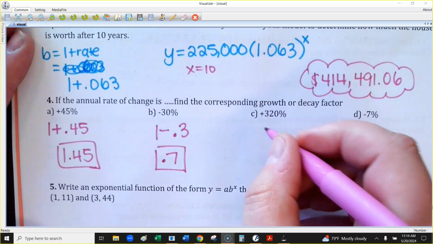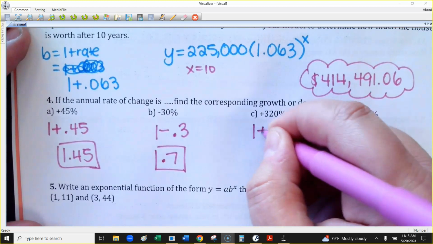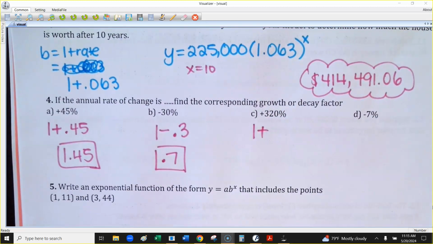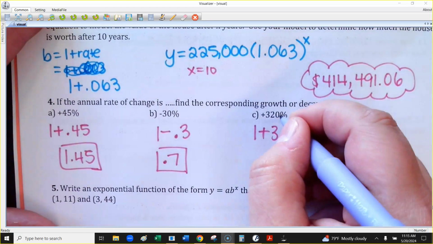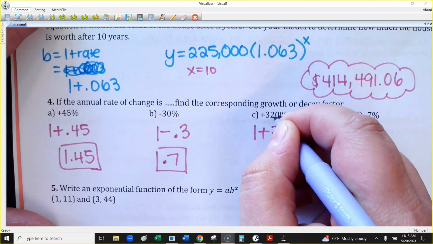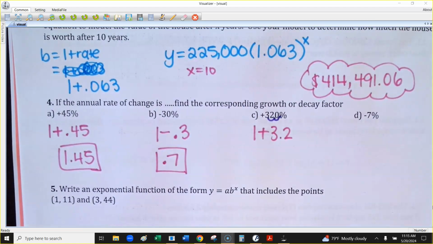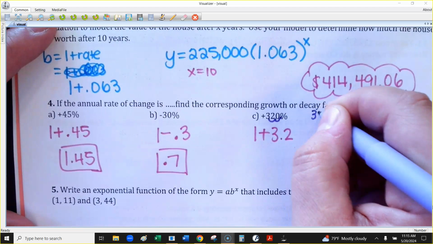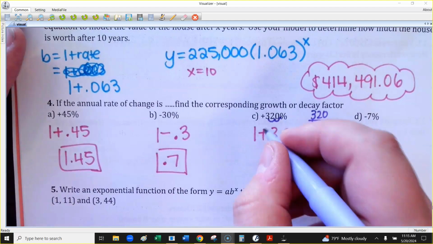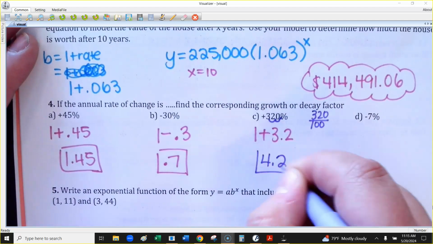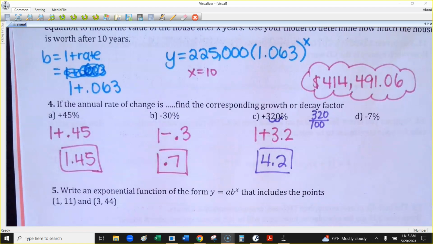Now this one was the one I thought was weird. This is growth, so it's going to be 1 plus. How would you write 320% as a decimal? 3.2. Your decimal here would be after the 0, you scooch this over 2 spots. The other thing you could do, if you weren't sure, you'd take your percent and divide it by 100, and that will give you the decimal as well. But that one I thought was a little bit weird. So the B value there would actually be 4.2, which is fine. Anything bigger than 1 means it's going to be an increase. This is just a lot of increase.